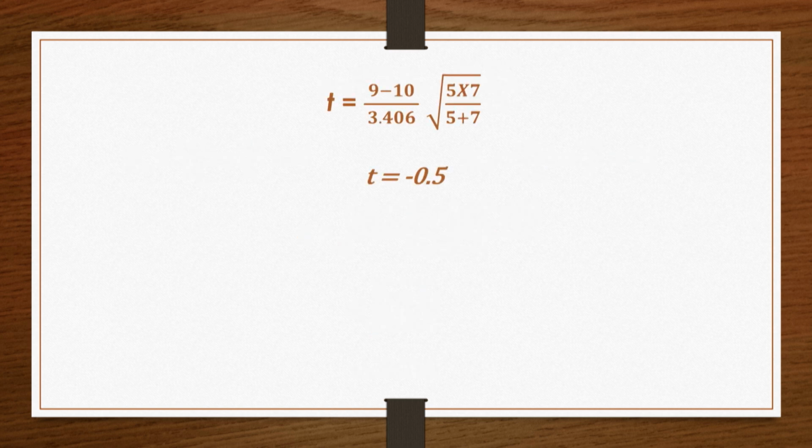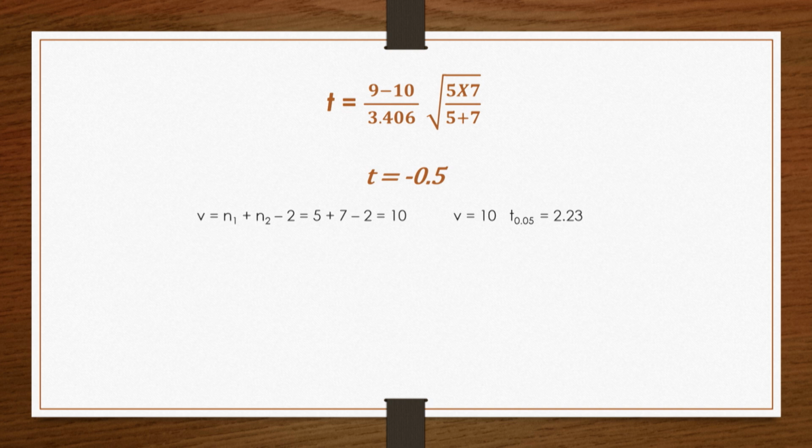3.406. So the t value is equal to 9 minus 10 divided by 3.406 into square root of 5 into 7 divided by 5 plus 7, that is t equal to minus 0.5. So we take the modulus of t, whether it is plus or minus we consider it as a positive value, that is 0.5.